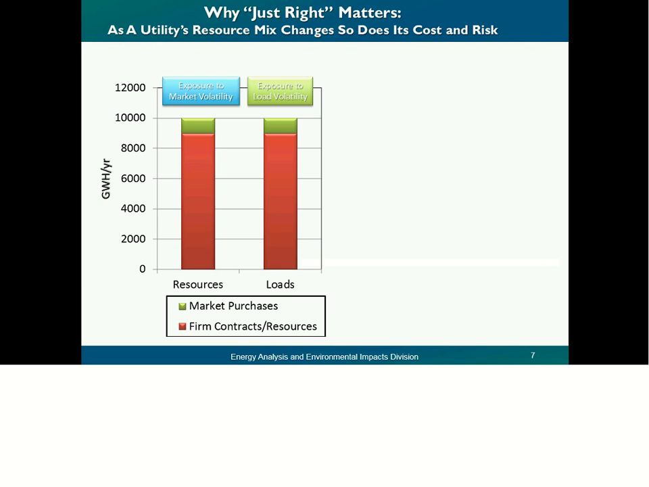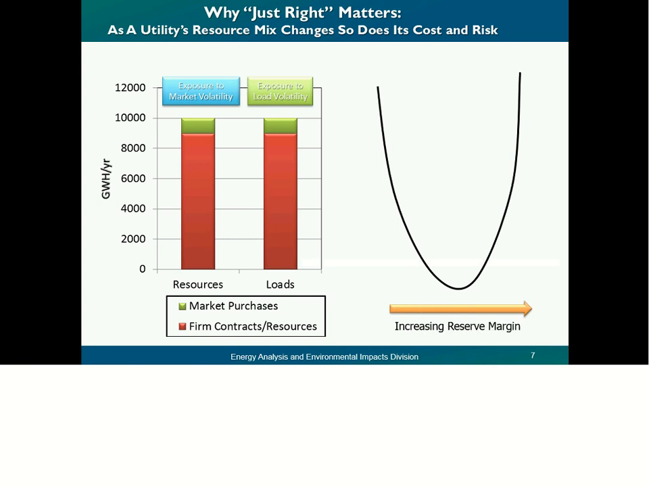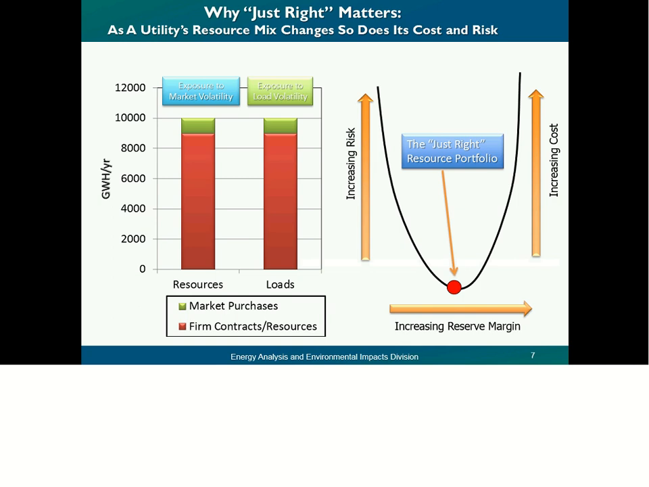So the important thing is maintaining that just right position, because as you increase reserve margin, that is, get more resources than you might need, costs go up. If you aren't very good on the forecast and you underbuy, you increase risk, which turns out to be cost in the end. So that's the play you have to make. Find the bottom of the curve, the just right point. That's what IRPs try to do.